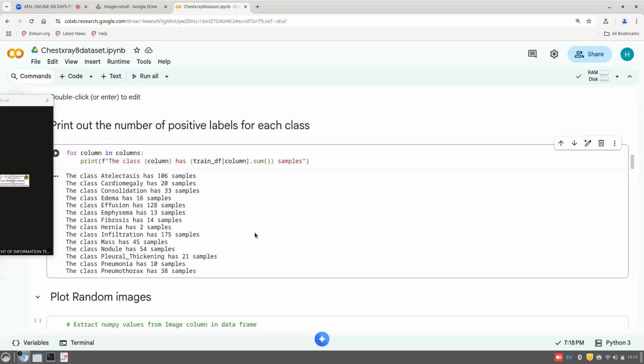So in order to avoid that, there are methods: you have to use a weighted loss function or focal loss function for training your deep learning algorithm. You can refer to what a weighted loss function is. A weighted loss function means if the number of samples is less, like hernia has only two samples, then we need to give more weightage while training the deep learning algorithm.